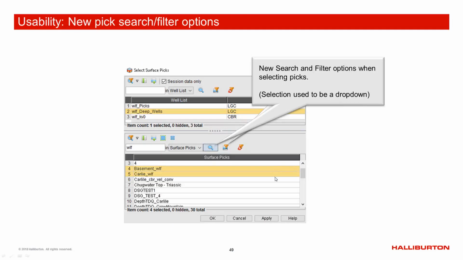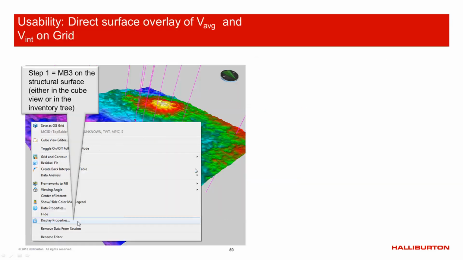We also added, when we select well picks for certain analysis, we used to have a drop-down menu to select the well picks, but people complained if I have 1,000 picks, it's very difficult to use, so we just changed that to the search and filter icons there to select our well picks.